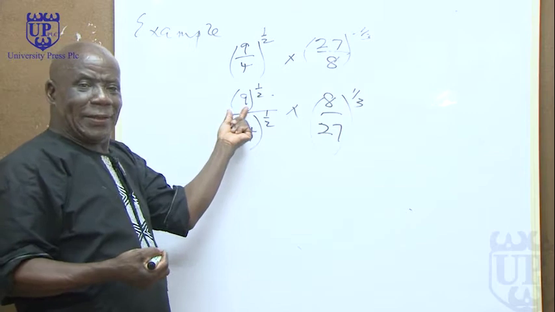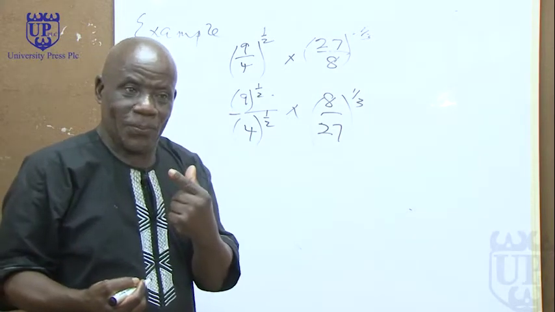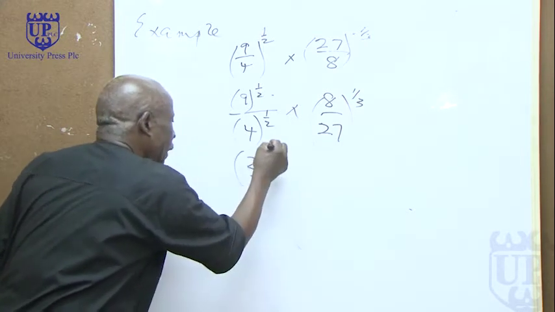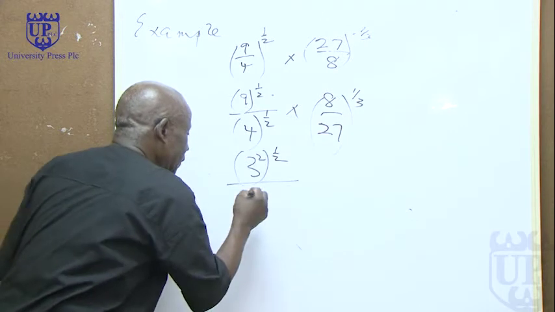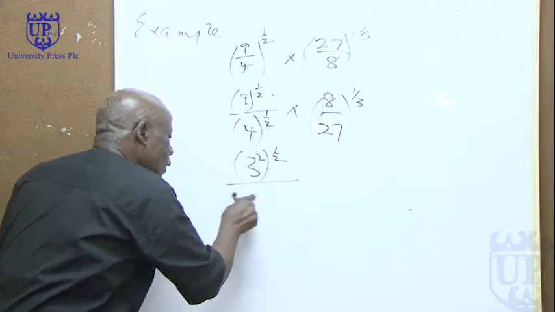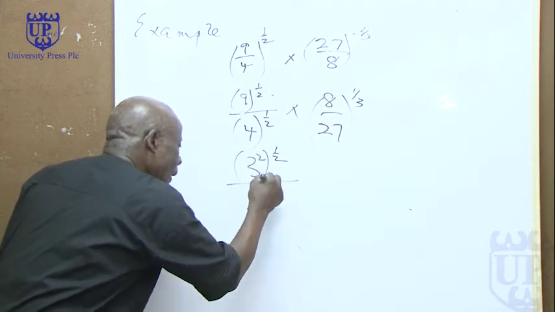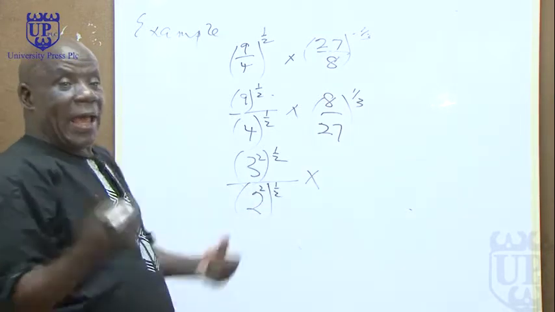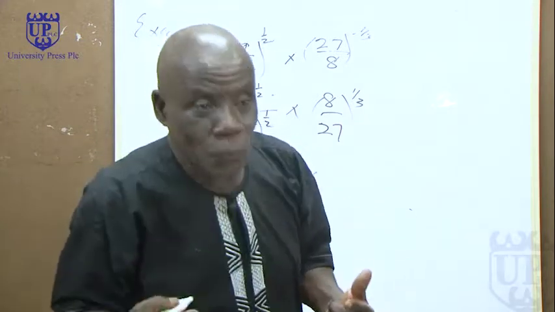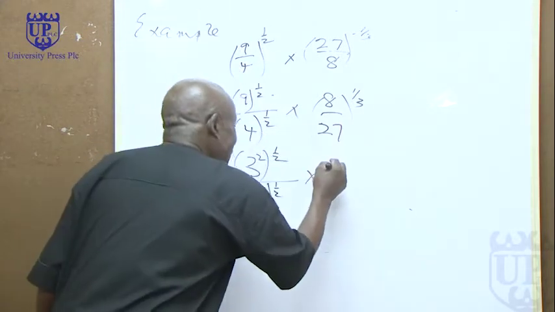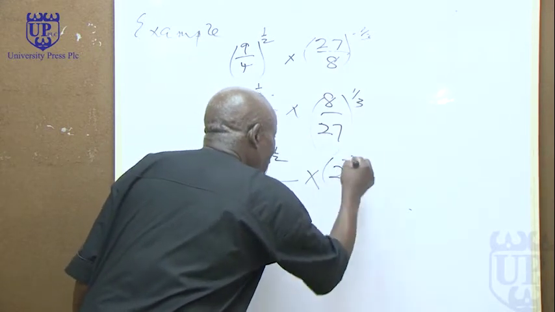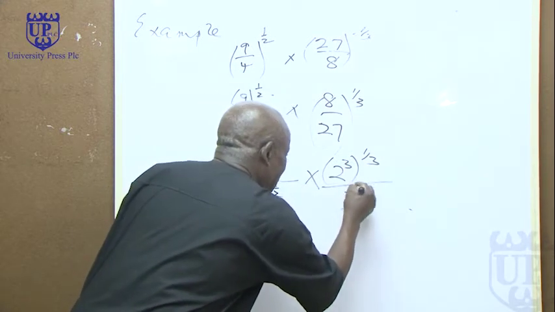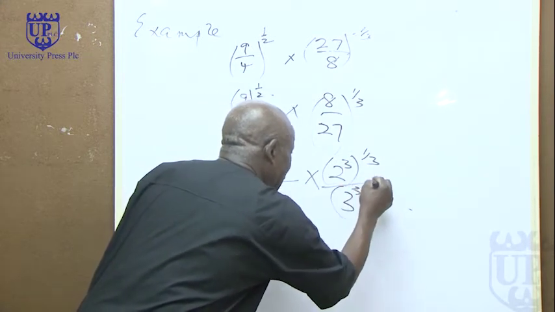What is 9? 9 is 3 raised to power 2, in bracket, power 1 over 2, everything over 4. 4 is 2 raised to power 2, everything raised to power half, multiplied by 8. You express it in terms of 2. 8 is 2 raised to power 3, bracket 1 over 3, divided by what? 3 raised to power 3, bracket 1 over 3.